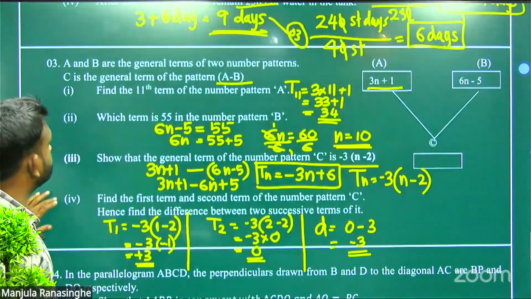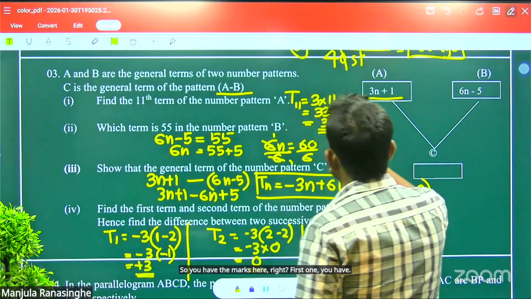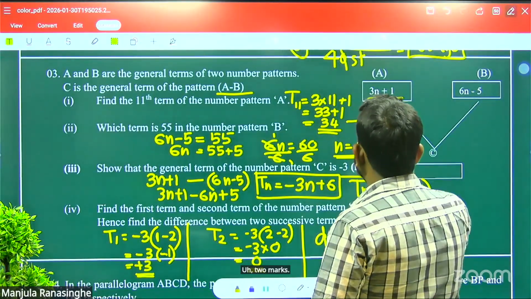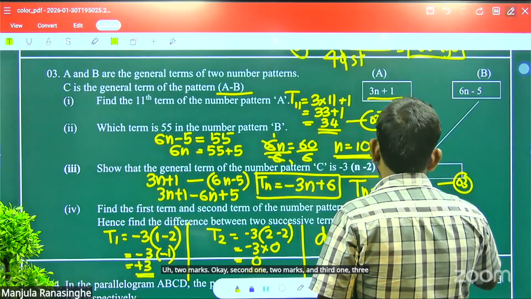So you have the marks here. The first one has 2 marks, the second one 2 marks, the third one 3 marks, and the fourth one 3 marks.